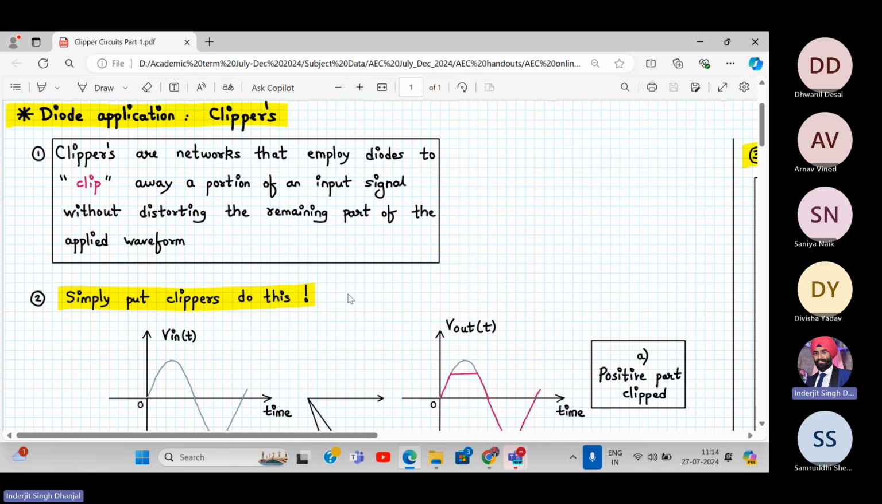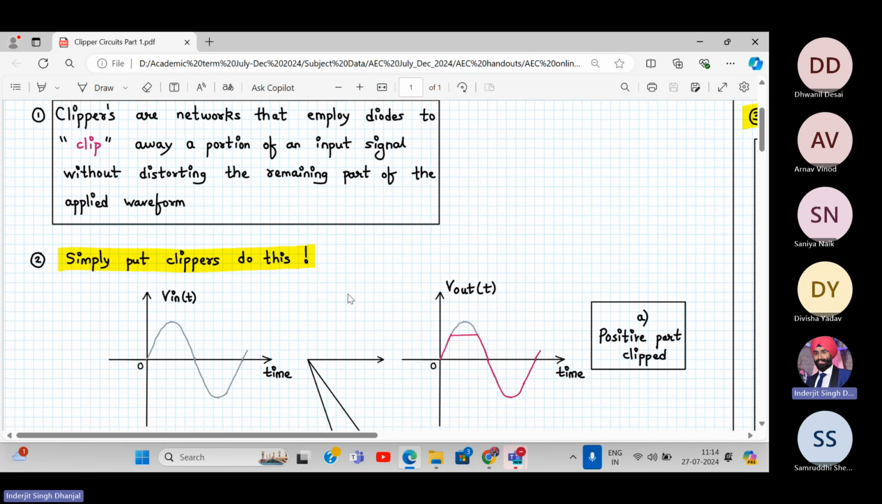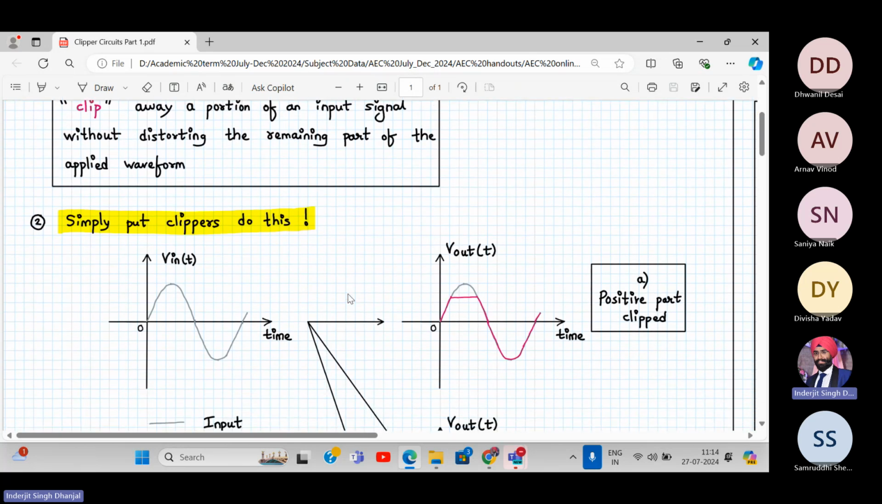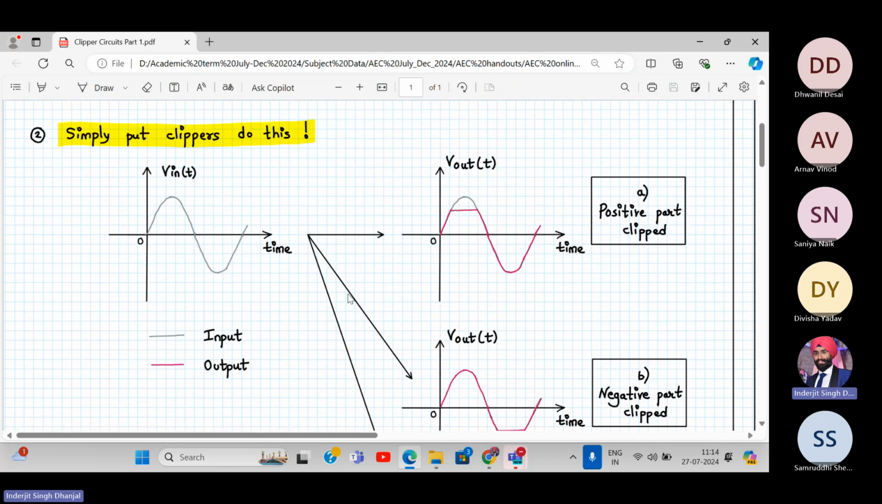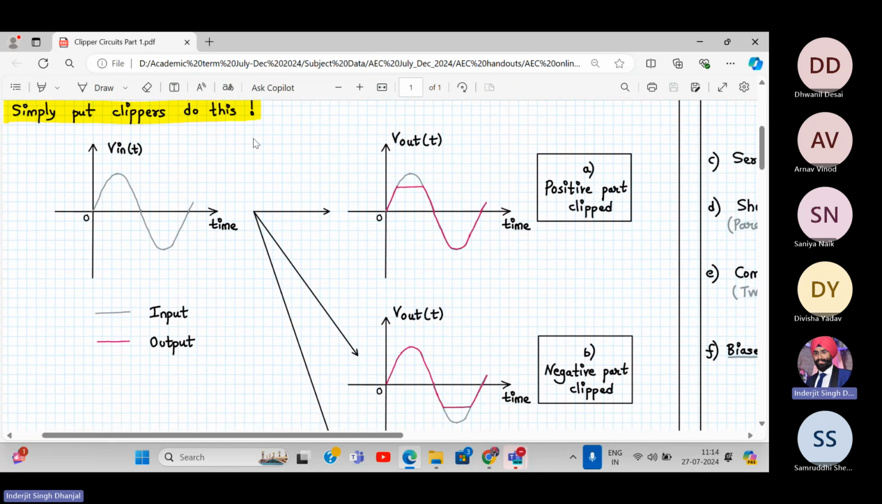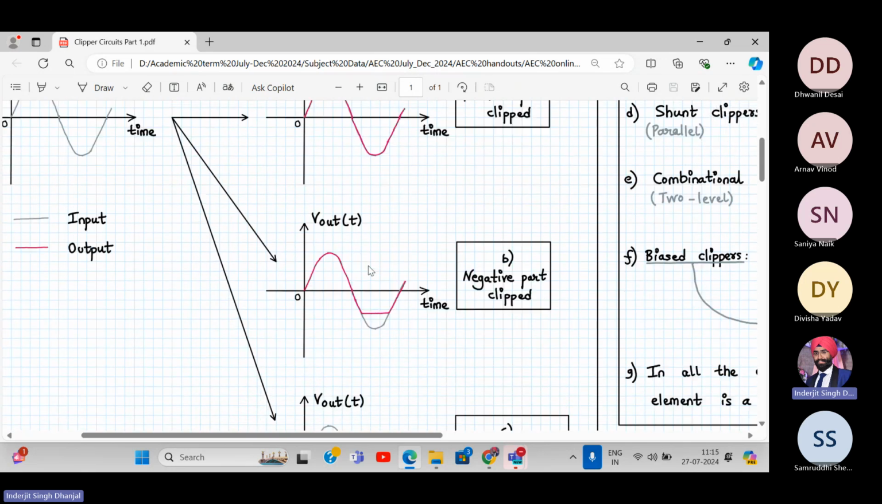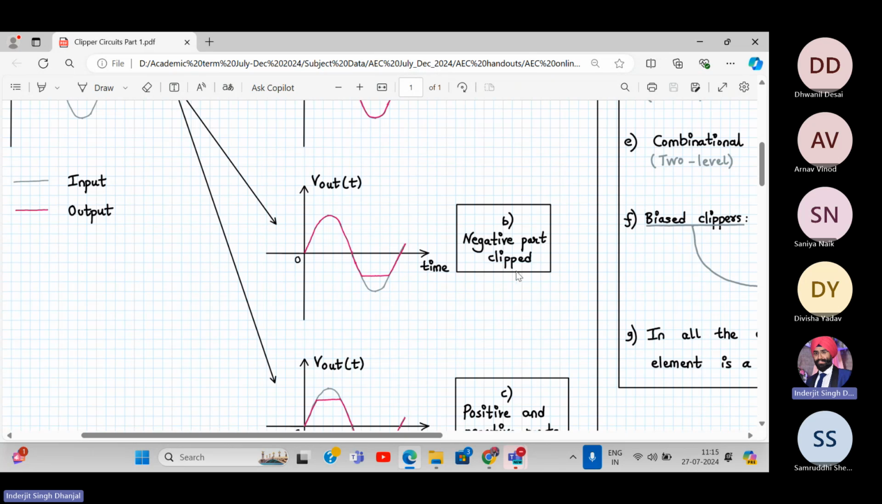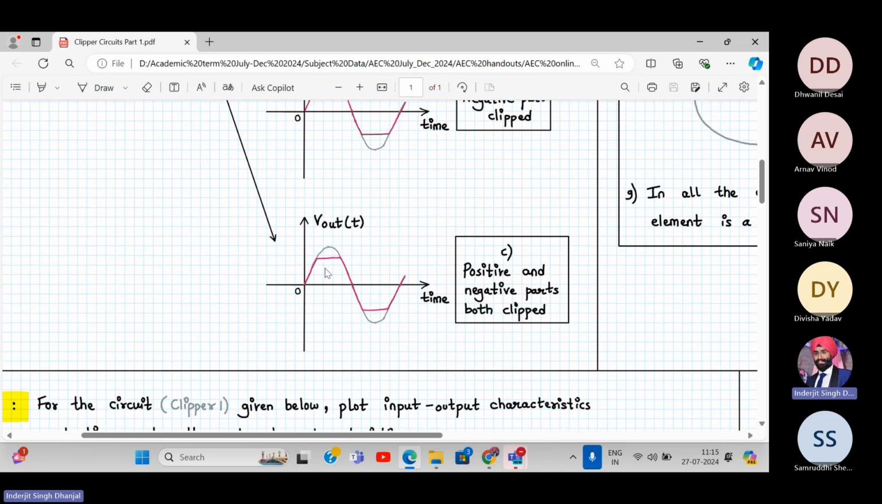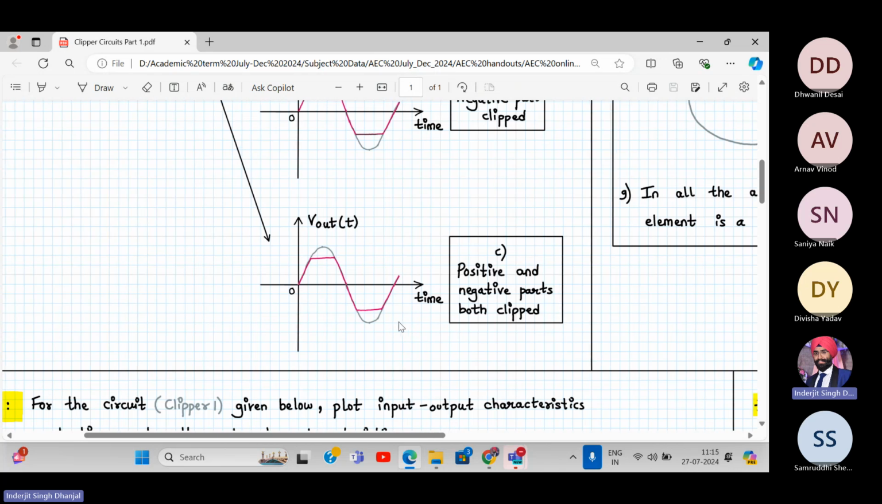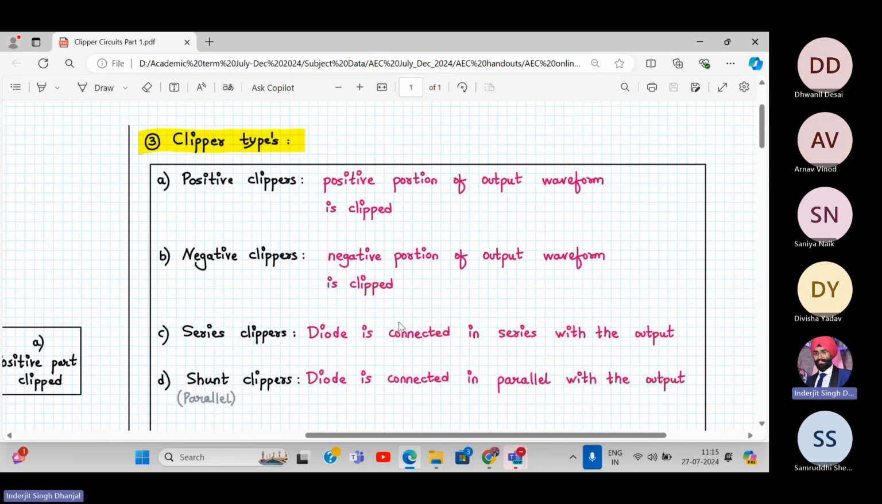So clippers are the networks that employ the diode to clip away a portion of the input signal without distorting the remaining part of the signal. So simply put, clipper circuits do this. So this is my sinusoidal signal. This is my input and output is marked in this color, and it either clips the positive part, so it's called a positive clipper, or it clips the negative part, it's called a negative clipper, or it clips both the positive and the negative part of an input signal, which is called a combinational or a two-level clipper, right?